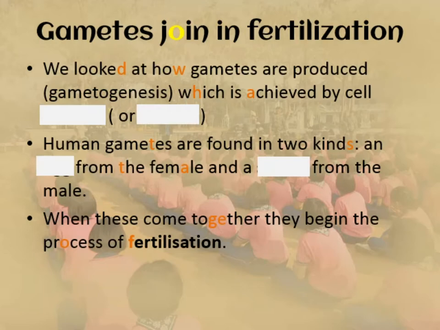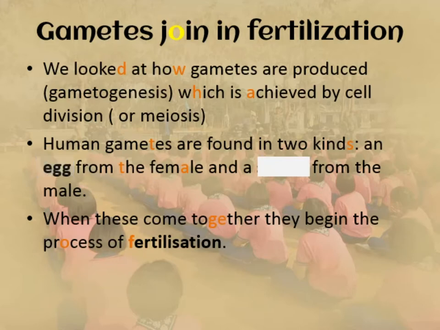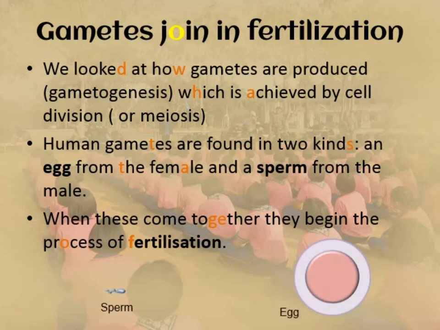So we saw that gametes are produced by cell division, or if you were thinking more specifically, meiosis. And human gametes, of course, come in two kinds, which you may know are an egg from the female and a sperm from the male. These are the two gametes that come together in fertilization. So here they are, the sperm and the egg. And you can see the sperm is very small compared to the egg, but still carries 23 chromosomes, a haploid nucleus ready for fertilization.